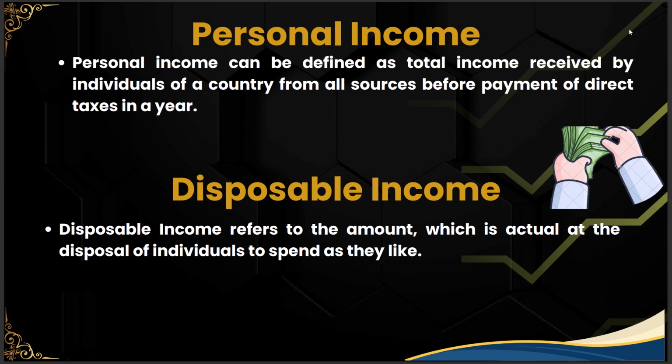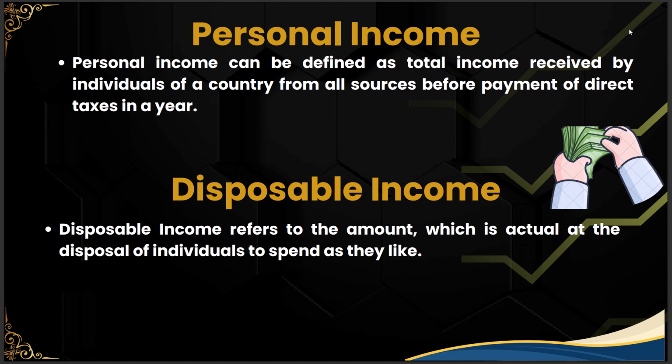Disposable income refers to the amount which is actually at the disposal of individuals to spend as they like. When you get 5 lakhs, there might be some percentage of tax, like 5%, 10%. Let's say for 10% you pay direct taxes, eventually you will pay 50,000, and you will have 4.5 lakhs in your hands. So you can spend as you like. That is the disposable income. Hope you guys understood the personal income and disposable income.